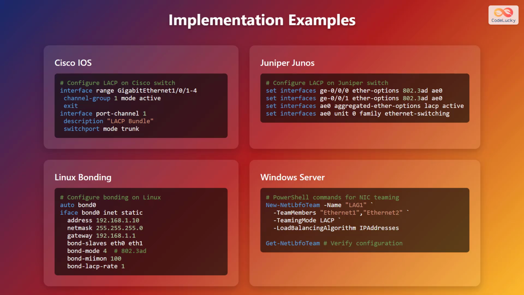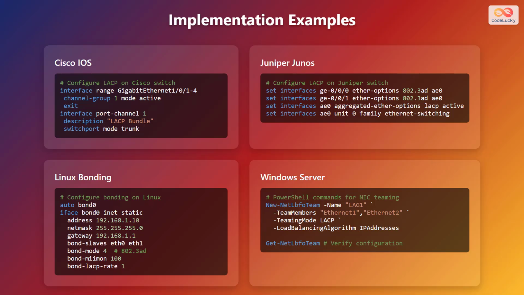On a Juniper switch, first set the interface ge-0/0/0 ether-options 802.3ad to ae0. Then, set interface ge-0/0/1 ether-options 802.3ad to ae0. Next, set interface ae0 aggregated-ether-options lacp active. Lastly, set interface ae0 unit 0 family ethernet-switching.